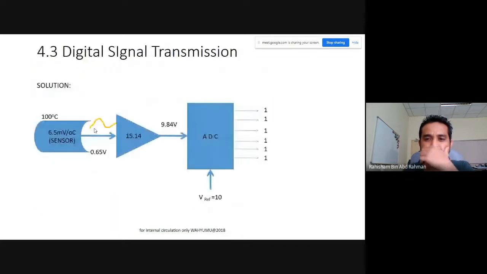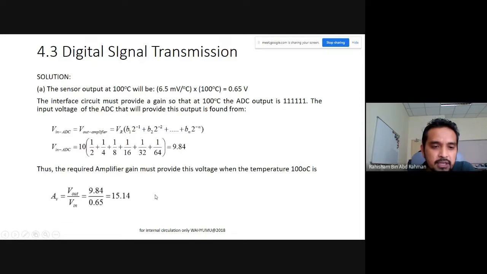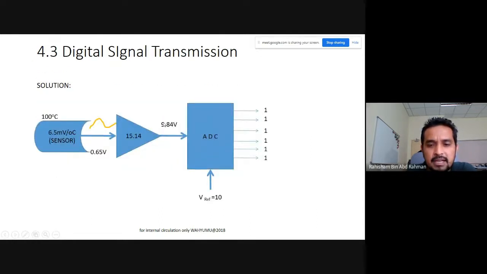Where is it? Okay, this one, V in. V reference, binary 1, 2, 3, depending, up to 10. So we just use this one, 10. The reference is given and it's 6-bit, 1, 2, 3, 4, 5, 6. So 2 to the power of 1, to the power of 2, 3, 4, 5, and 6. That will give us 9.84. That is the input value for the ADC. Now you know this value, 9.84.